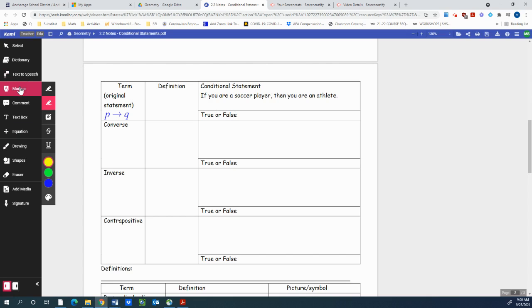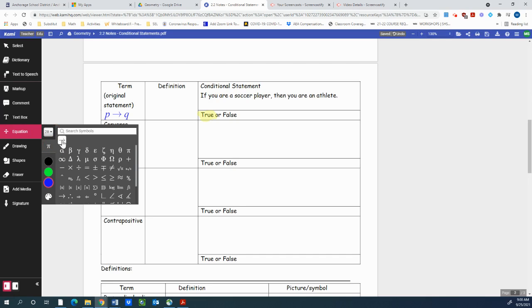A lot of people, I think, would agree with that. Although sometimes people try to go a little too deep into this, it would make sense that if you are a soccer player, then you are also an athlete. The converse, which we have practiced before, is when you swap the if and the then part. So that's going to look like this. I'm going to take the if part and put it after the arrow, so the Q goes first, and then we have the P.